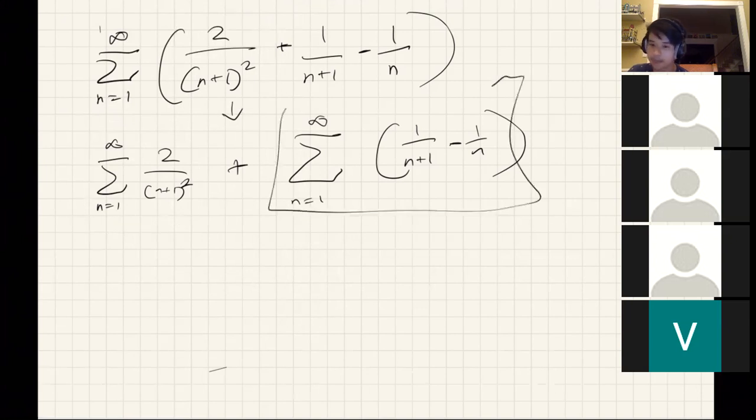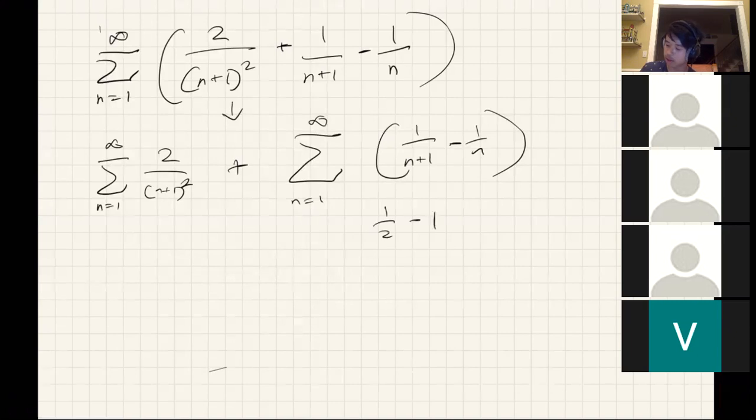The second sum is going to be pretty easy because it's just a telescoping sum. It's going to be -1 plus 1/2, minus 1/2 plus 1/3, minus 1/3 plus 1/4. These terms will cancel. These terms will cancel. So all that's left is going to be -1.